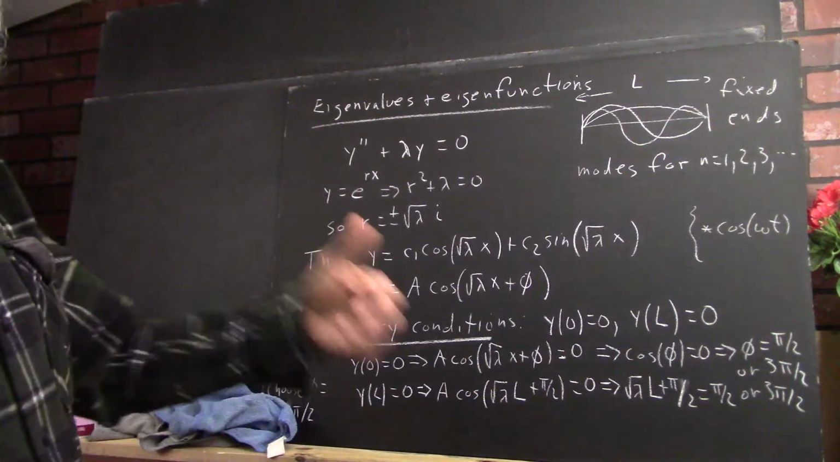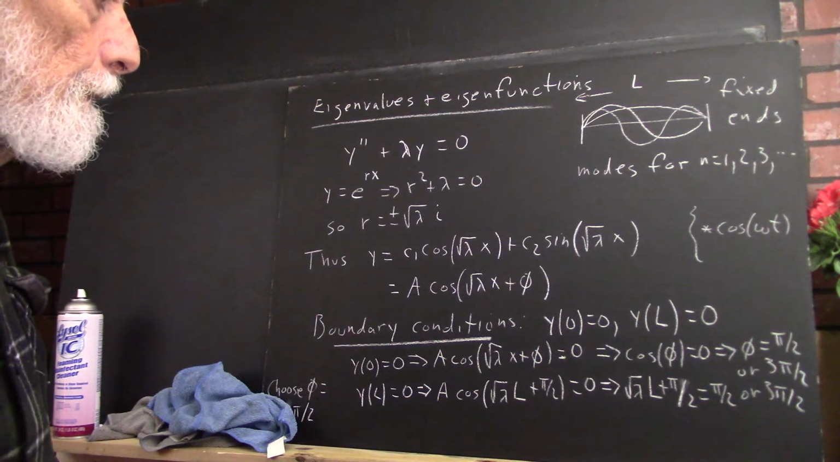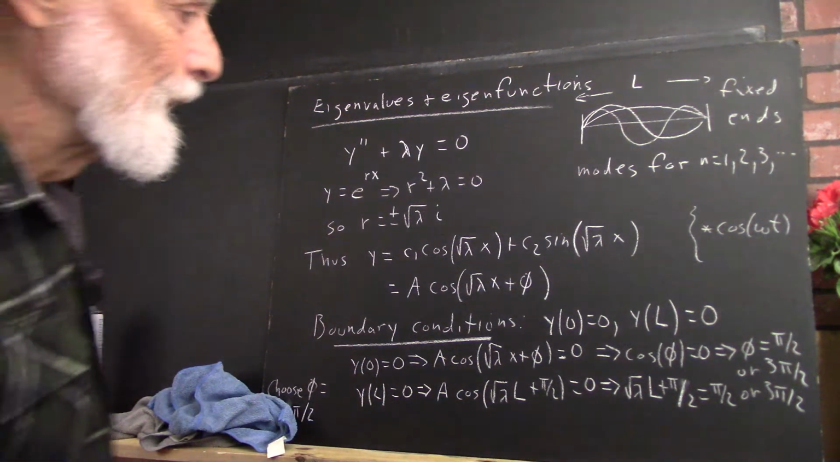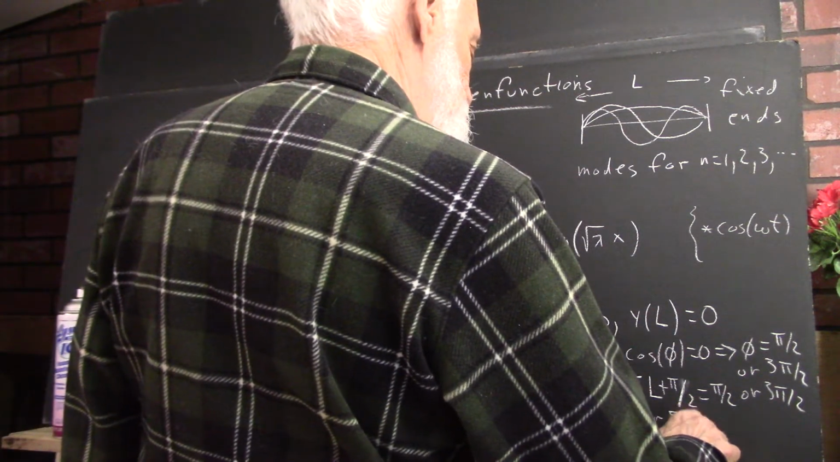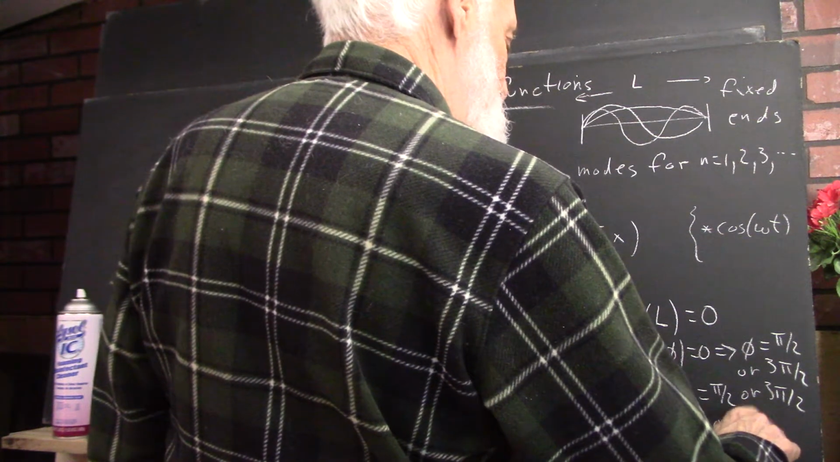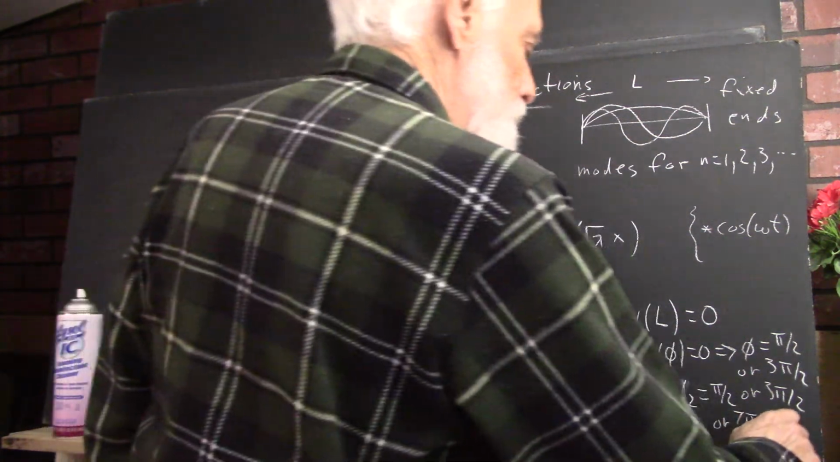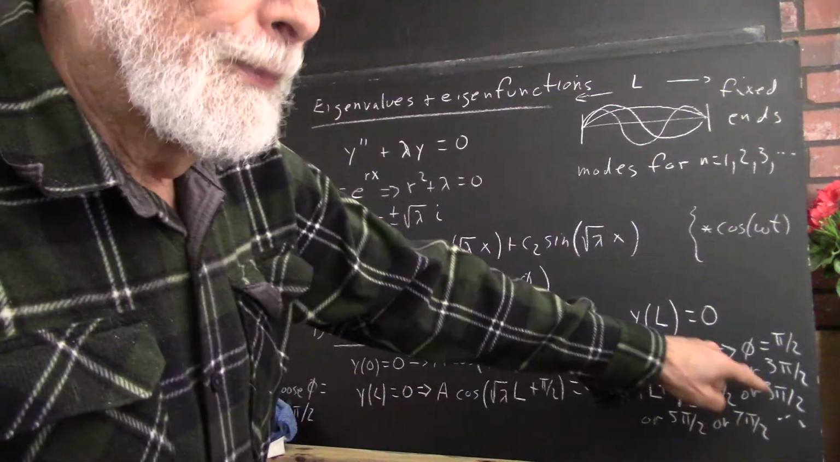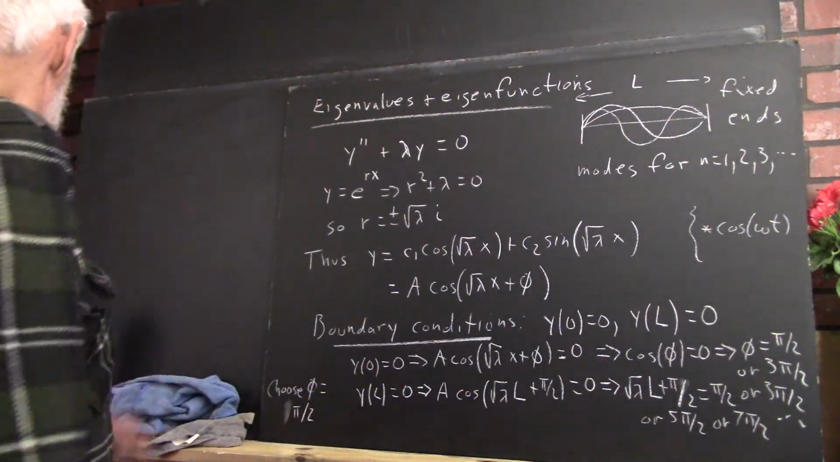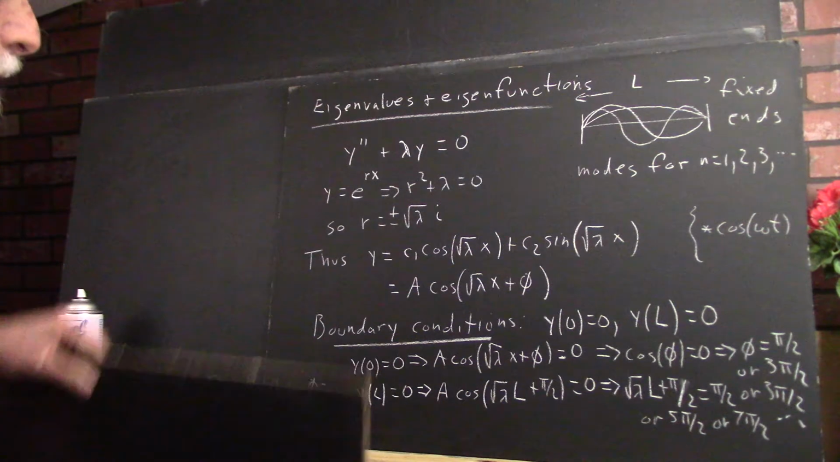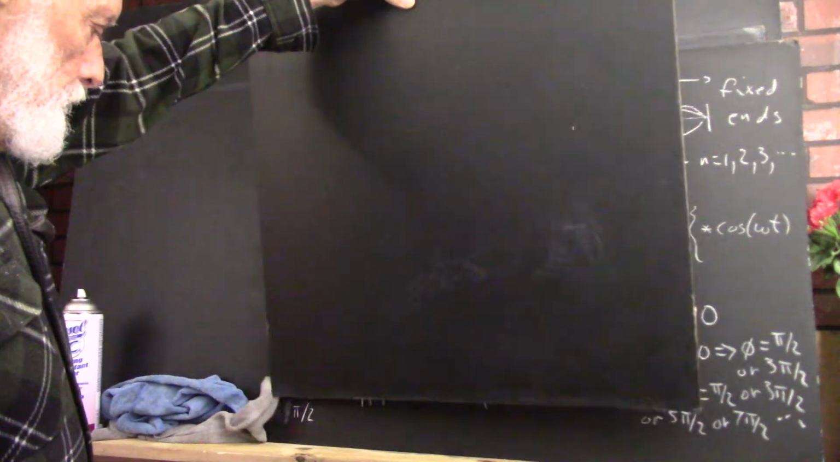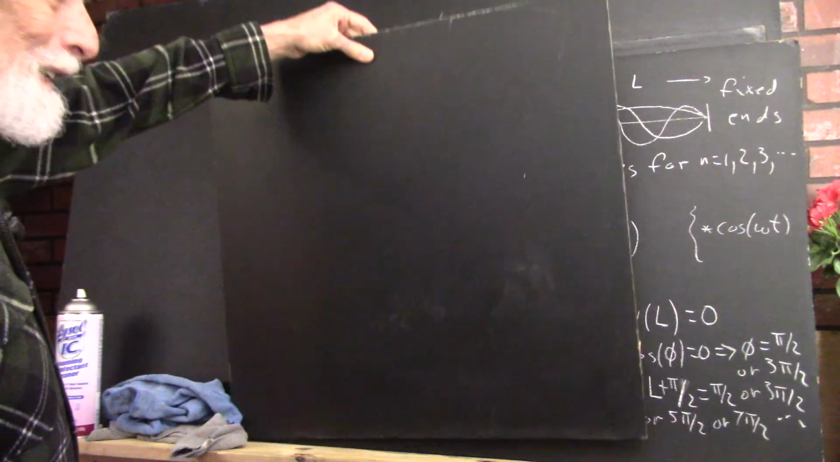Now pi over 2 or 3 pi over 2, well, not just that. It could be any odd number times pi over 2. Okay, I'm going to regret not having washed that last board, I think. But if necessary, I can do it. So now we have the condition.